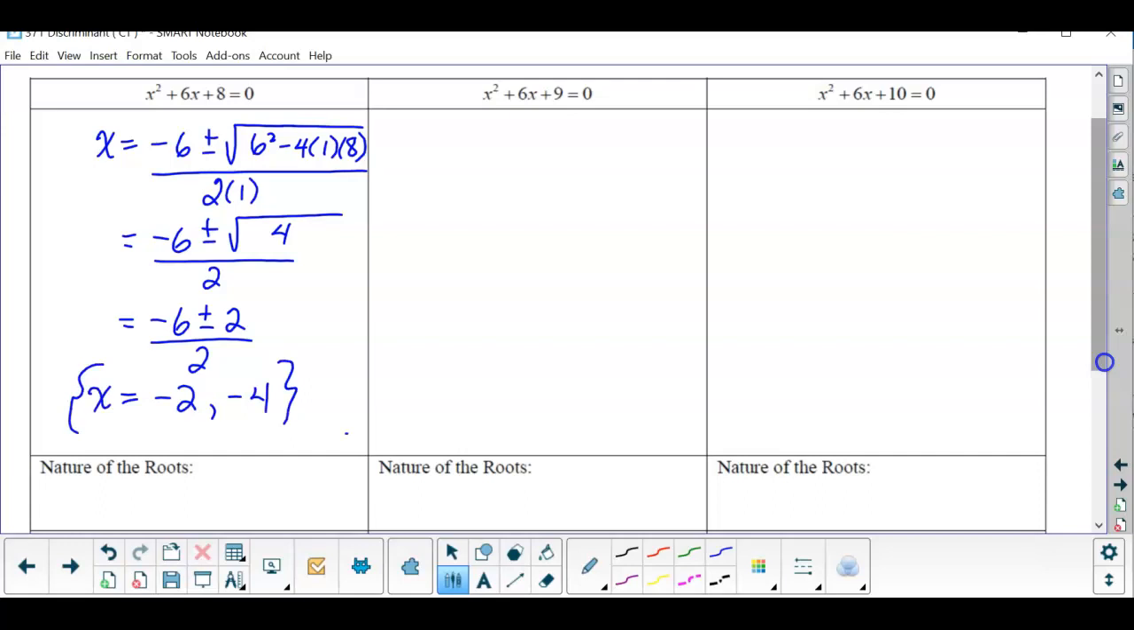If you get integers or rationals, that means you could have factored it. If you get irrationals, then you don't have a choice. You either have to use completing the square or the quadratic formula.